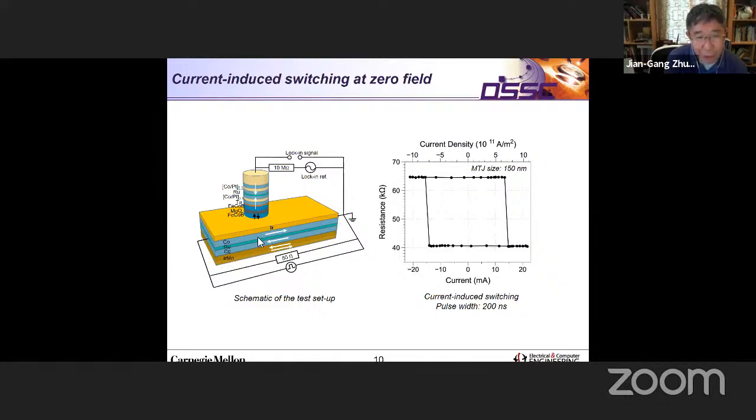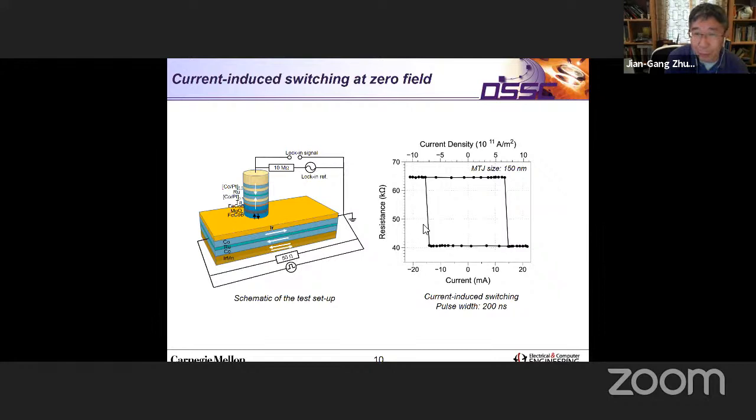So it's in the bottom iridium stack, right? You can see this is the current, and the vertical axis here is the resistance through this lock-in amplifier measurement, and look at the MTJ resistance. So you can see we can very nicely, repeatedly switch the MTJ using the current flowing in the iridium layer.